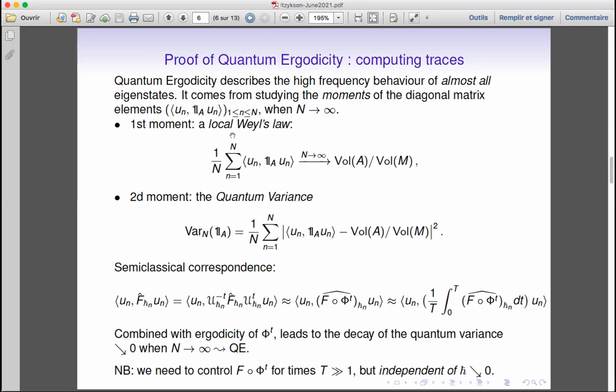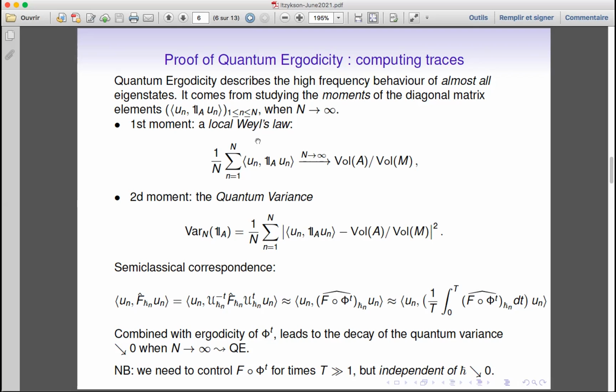This converges. This is called the local Weyl law. It's a standard result. It works for every manifold, every domain or every manifold. It converges to the volume of A over the volume of M. So it's a result about the fact that the eigenstates pile up inside the phase space. This is very general to all manifolds.